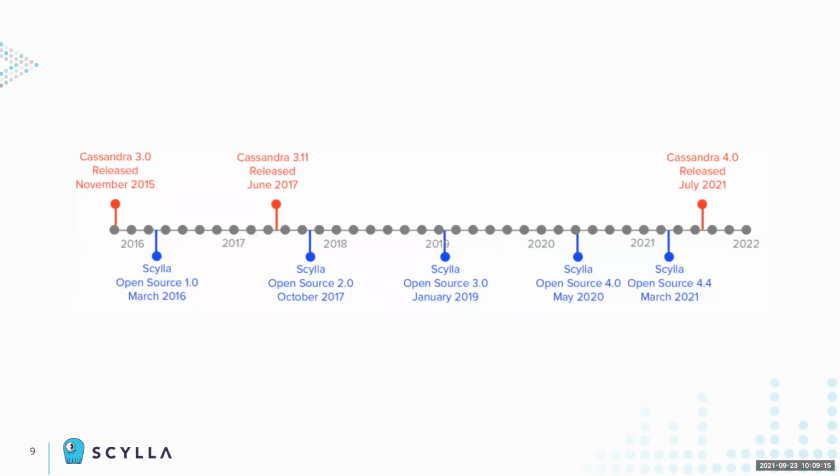And comparing the release schedule of Cassandra and release schedule of Scylla, as you can see, Scylla has introduced new versions of its database much more often, essentially every year, while there was a big gap between Cassandra 3 and Cassandra 4.